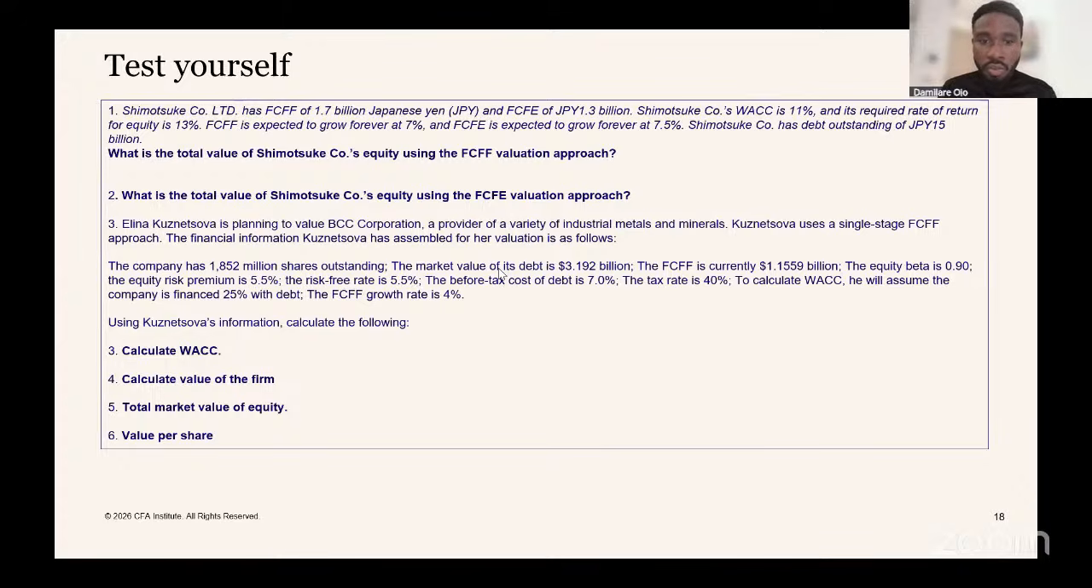So this is question 1. We were told that FCFF is 1.7 billion. The growth rate is 7% for FCFF. Remember, they said that the FCFF is expected to grow forever at 7%. So we need to be careful with what we pick. So the growth rate for FCFF is 7%. WACC, we were told WACC is 11%.